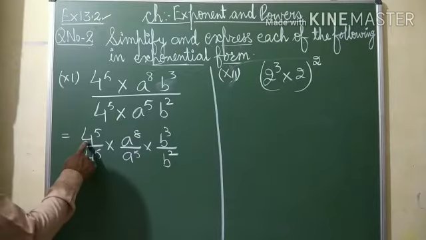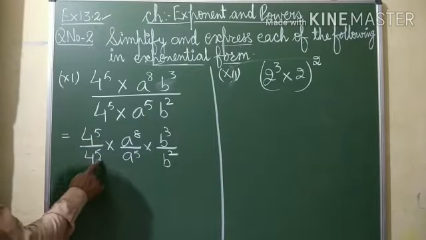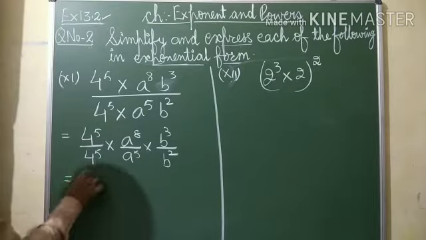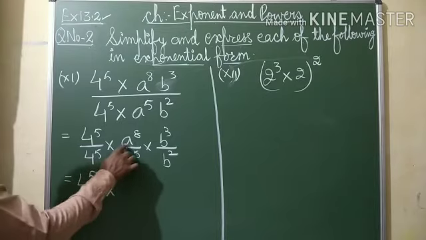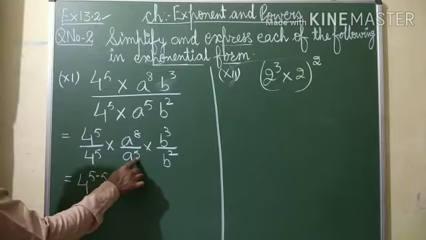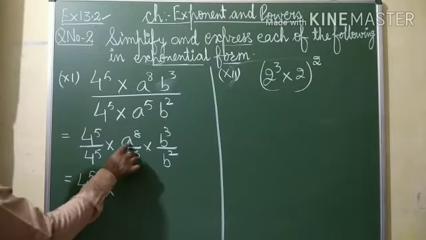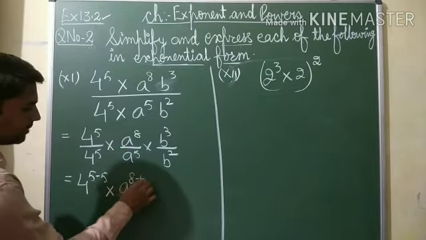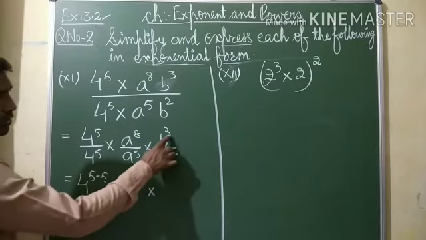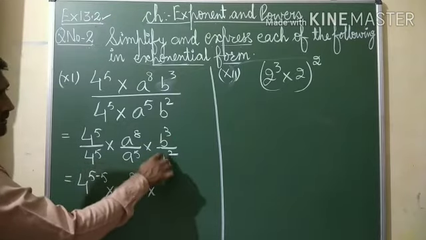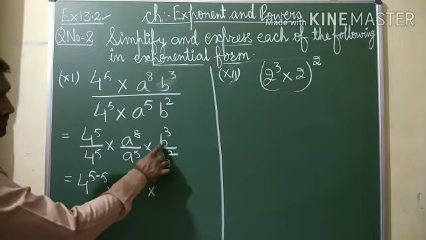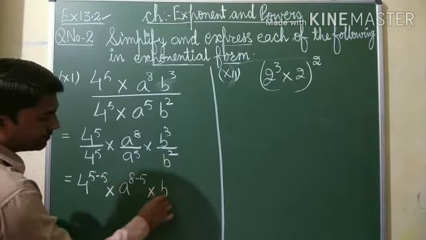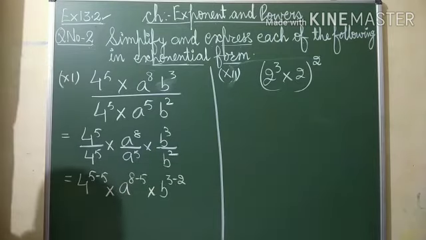Now 4 raised to 5 divided by 4 raised to 5 is the case of dividing powers with the same base. So we get 4 raised to 5 minus 5. Again a raised to 8 divided by a raised to 5 is again the case of dividing powers with the same base a. So we get a raised to 8 over a raised to 5 is equal to a raised to 8 minus 5. Again b raised to 3 over b raised to 2 is again the case of dividing powers with the same base b.